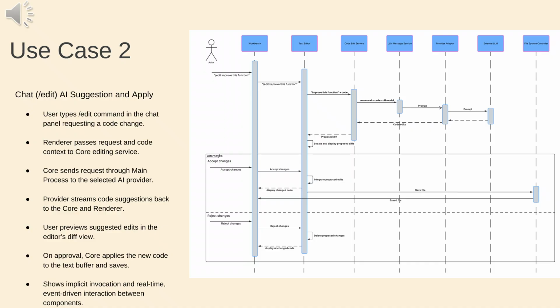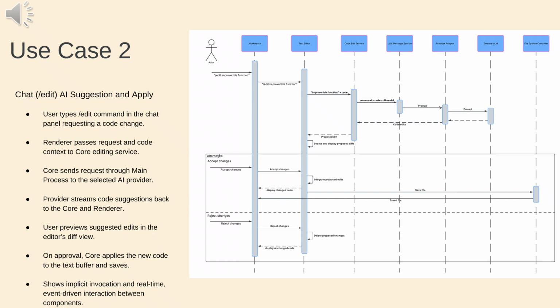Here is the second use case. This one is more of the Void side of the code, where the user actually uses the AI edit command. The workbench captures the request, or the /edit in the side panel, and sends it along with the selection and file context to the code edit service. That service queries the text editor for surrounding code to build a complete context window.